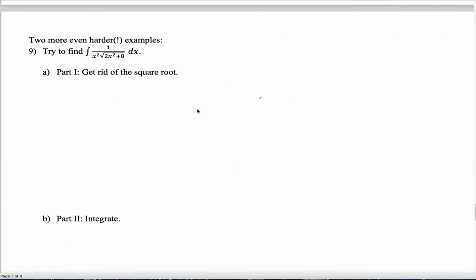So how does that work? Well, we don't want 2x squared plus 8. We want x squared plus some number. So there's a little bit of algebraic work to do here before we even get to part 1. I don't know, maybe part 0. What I have is the square root of 2x squared plus 8. But I can't have this coefficient. It can't be 2x squared plus 8. It has to be x squared plus some number.